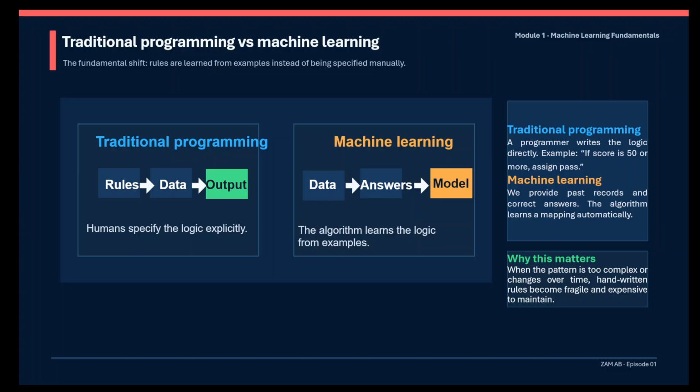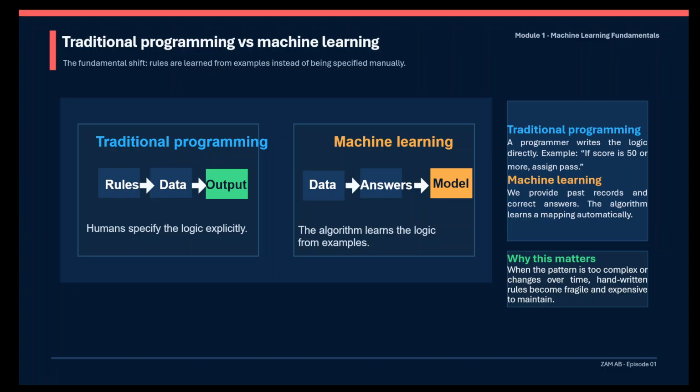Based on that, the algorithm evaluates what can be a possible outcome for a particular input, and it is able to predict and decide for future data which is fed into it. And why does this matter? Definitely, when the pattern is too complicated, too complex, you cannot create a straightforward logic for that. You cannot create a straightforward rule for that.